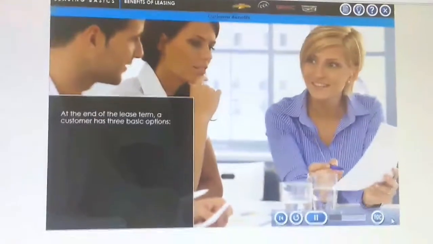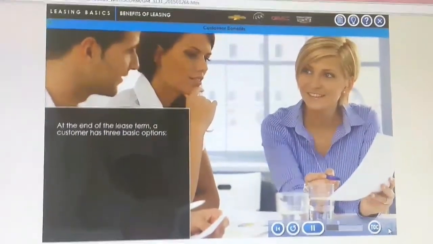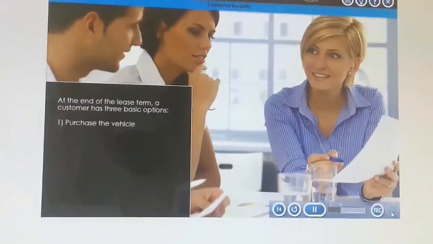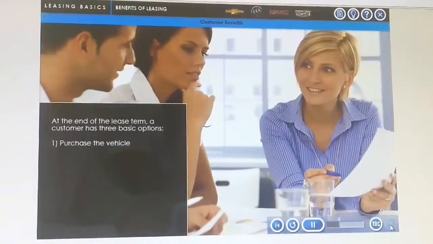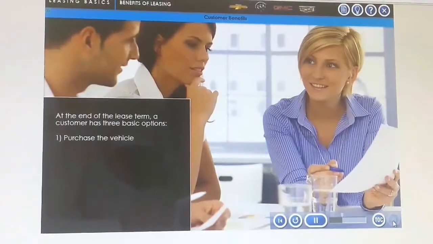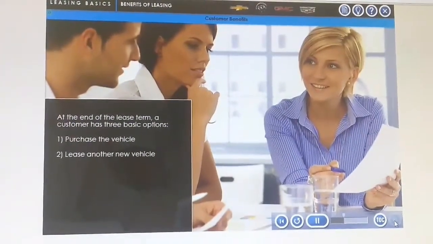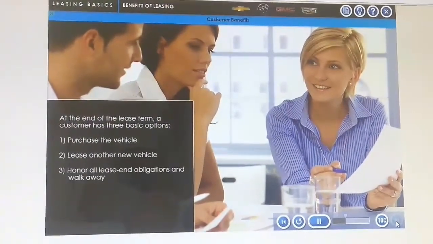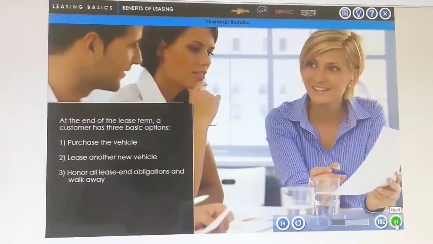At the end of the lease term, a customer has three basic options. The first is to purchase the vehicle. Even if the balance is financed, the payments may be lower than financing the entire vehicle from the beginning. The customer also has the option to lease another new vehicle or honor all lease end obligations and walk away.